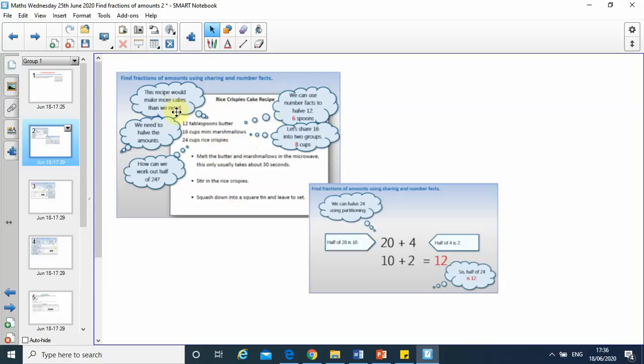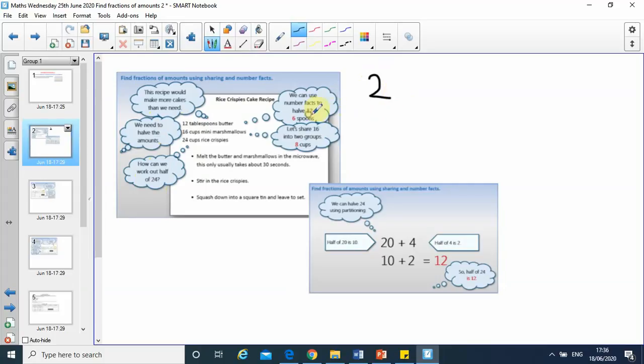This recipe would make more cakes than we need. We need to halve the amounts. How could we work out half of 24? So it tells us two ways here. We can use a number fact to halve 12 into 6 spoons. Now, a great thing for halving is think about 2. Think about your 2 times table.